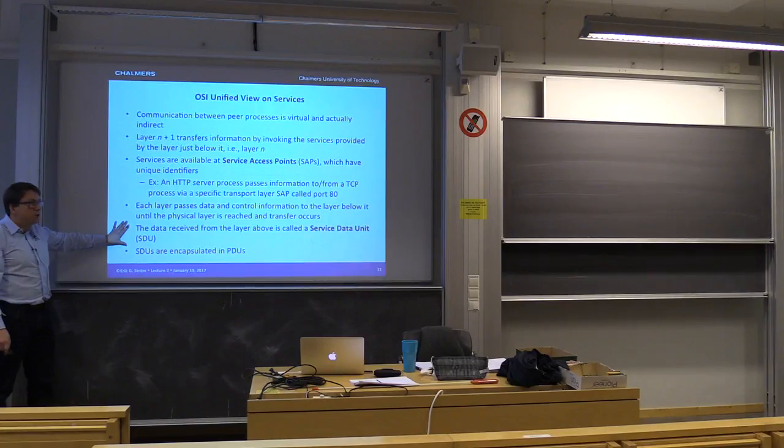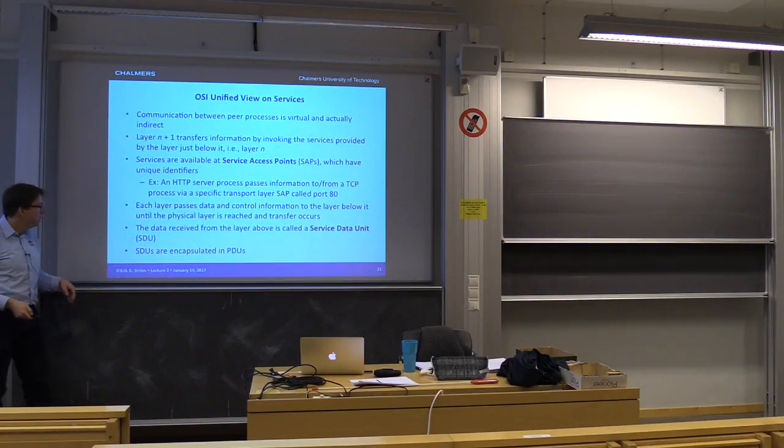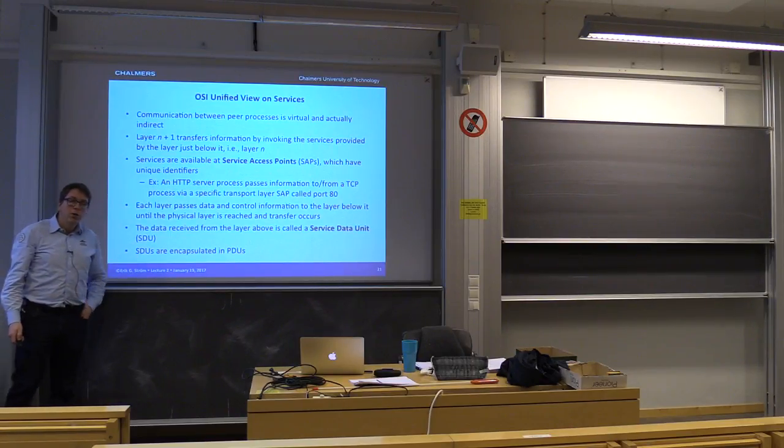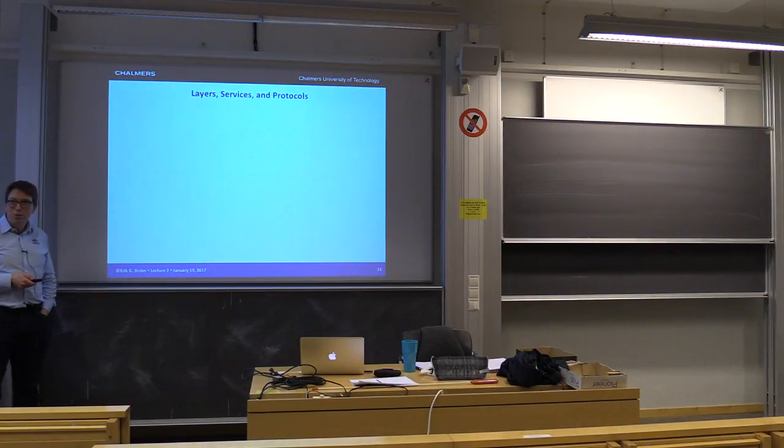The data which is received from the layer above, the data I get, is called the service data unit. If we are in layer 4, I get some data from above, and this I call the layer 4 service data unit. It's the data which should be transmitted using the services I provide. And these service data units are then encapsulated in PDUs. So if you're not confused now, I don't know, right? But a picture might show what's going on.